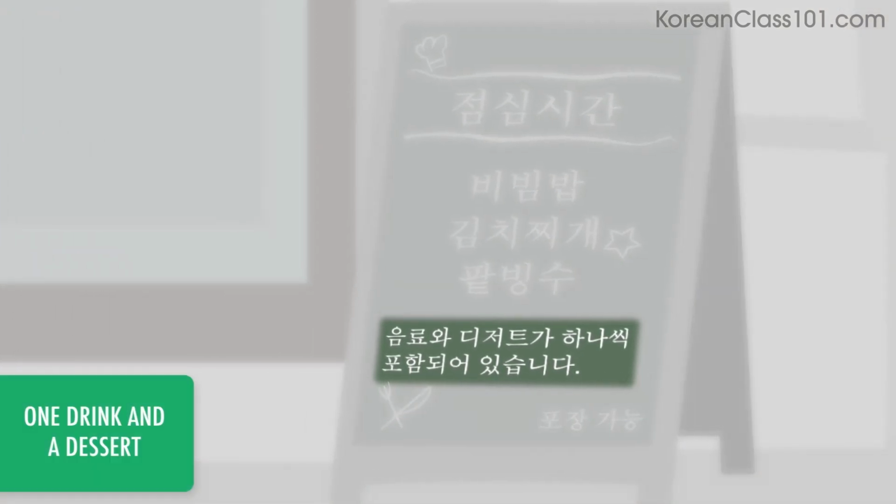The sign says, 1 drink and a dessert are included. 음료와 디저트가 하나씩 포함되어 있습니다.